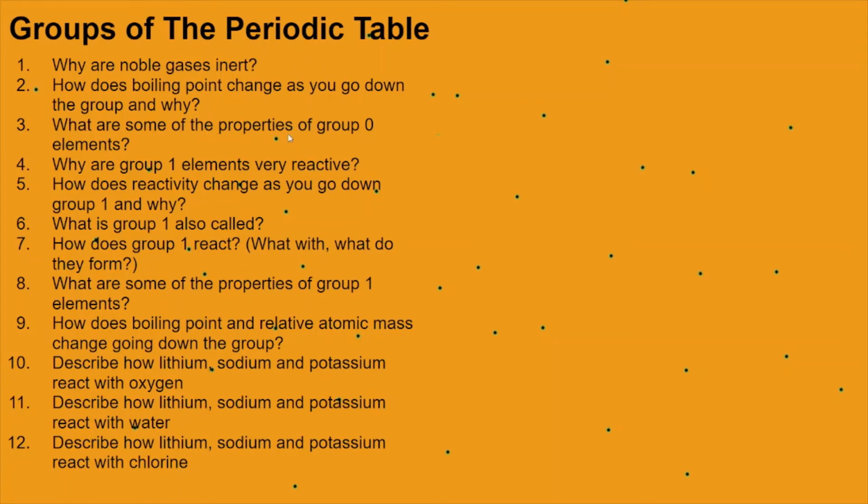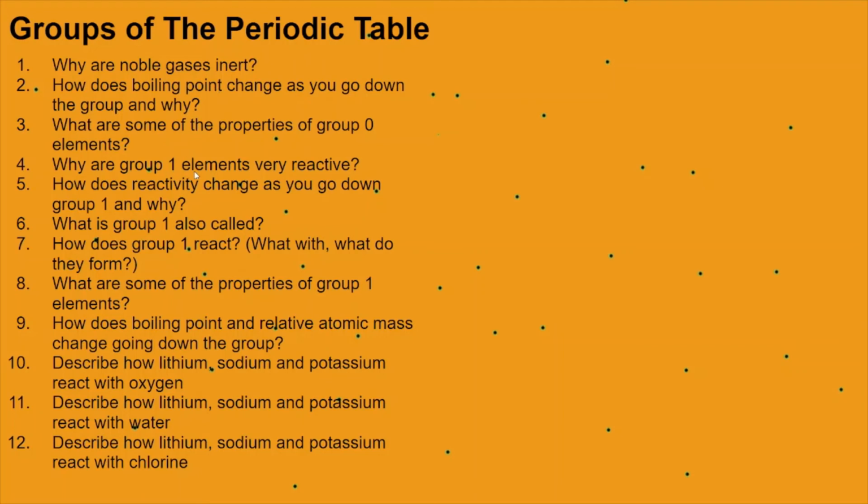Properties, they're unreactive, they're not flammable, therefore they're monatomic because they don't travel around in pairs, they travel around on their own. Some atoms, like oxygen, we always say O2 because oxygen travels around in pairs, it's diatomic, but group 0, noble gas, is monatomic. Now we're going to move on to group 1.